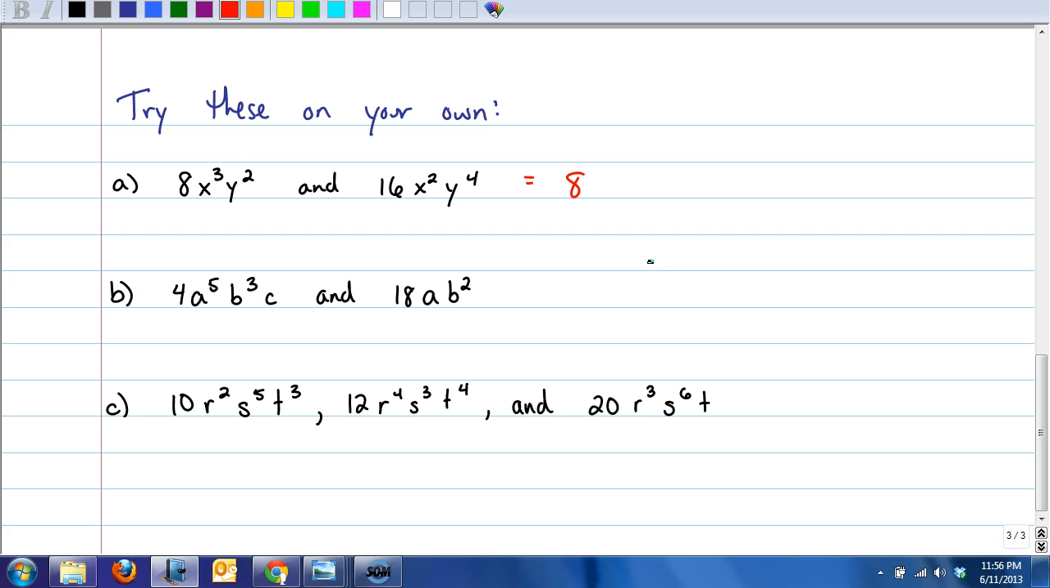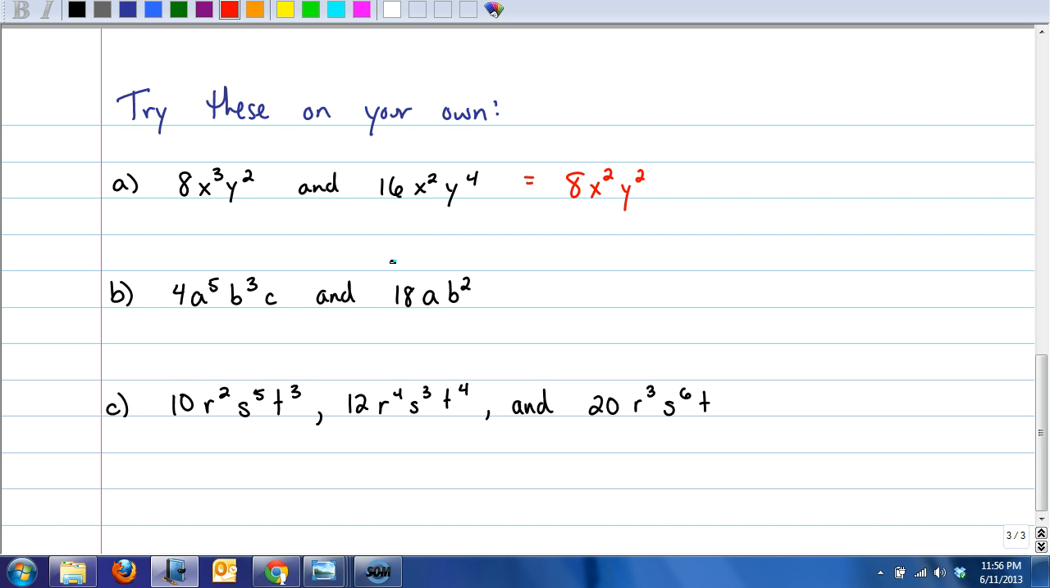Now let's look at the variables. Let's start with the x's. They both have an x. Now what's the largest x they both have in common? Well, this one has an x squared. The other one has an x cubed. So x squared is the largest one they both have in common. Let's look at the y's. This one has a y squared. The second one has y to the 4th. The largest they both have in common would be y squared. So the greatest common factor between these two would be 8x squared y squared.